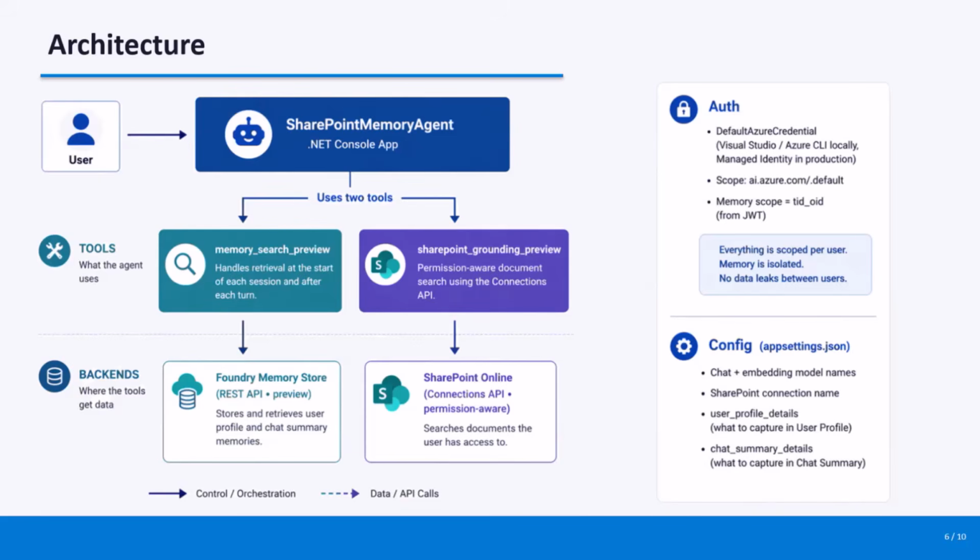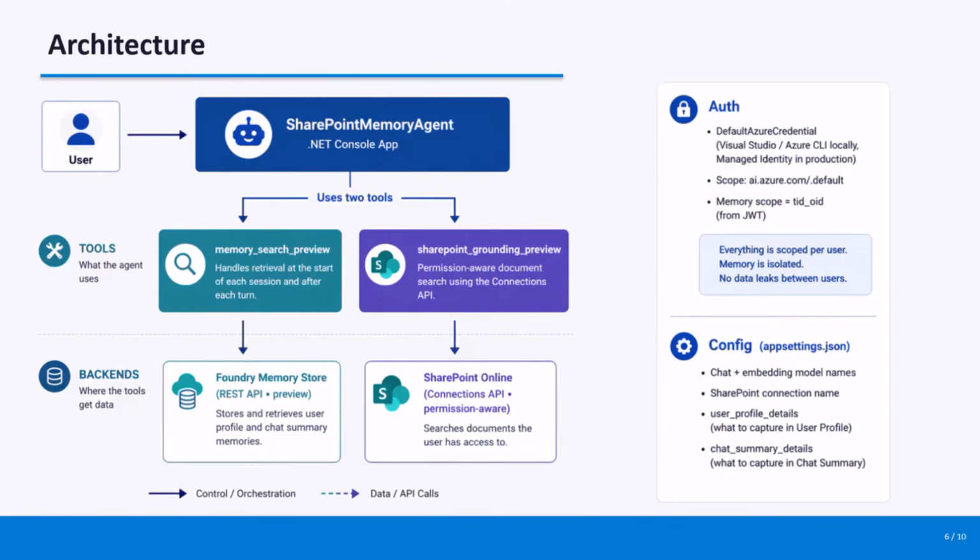It runs automatically at the start of a session to pull in relevant memory, and again after each turn to keep things up to date. You don't call it manually. The orchestration handles that for you. The second tool is the SharePoint grounding tool. This connects to your SharePoint tenant via the connections API and does permission-aware search. So the agent only ever sees documents the user is actually allowed to see.